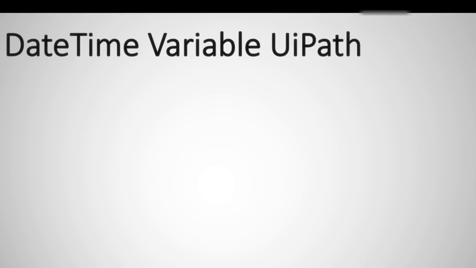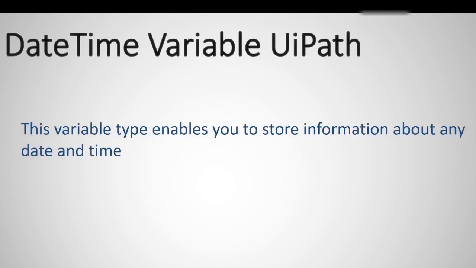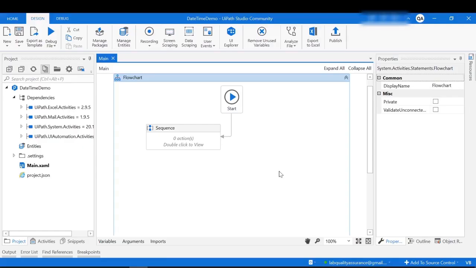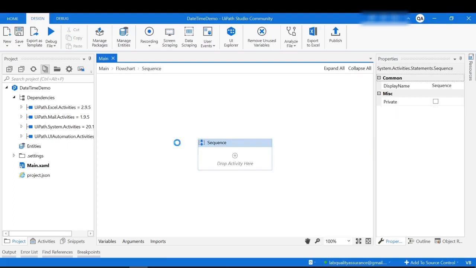This session will provide you a complete guide on datetime variable in UiPath. This datetime variable enables you to store information about any date and time. So let's get started by taking a very simple scenario in UiPath. Let's say that you want to capture the current date and time using UiPath. So how to do this in UiPath, let me show you.